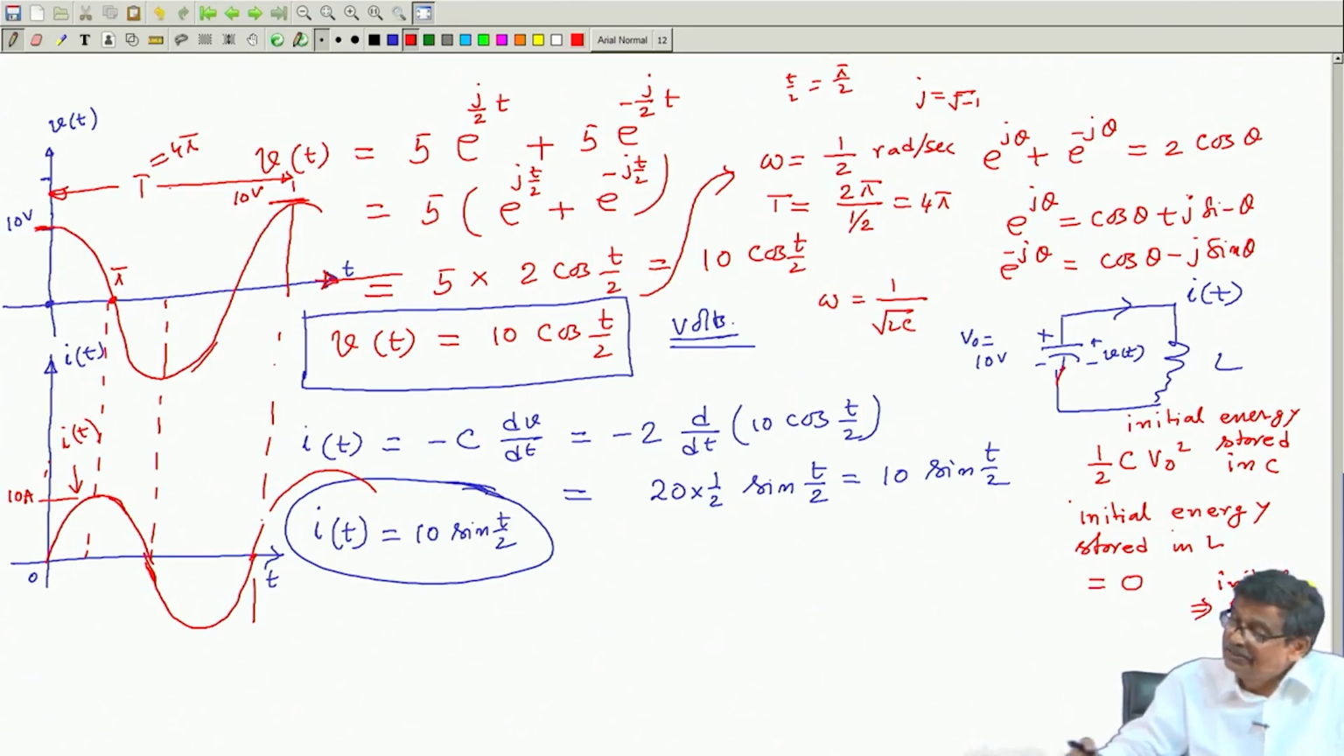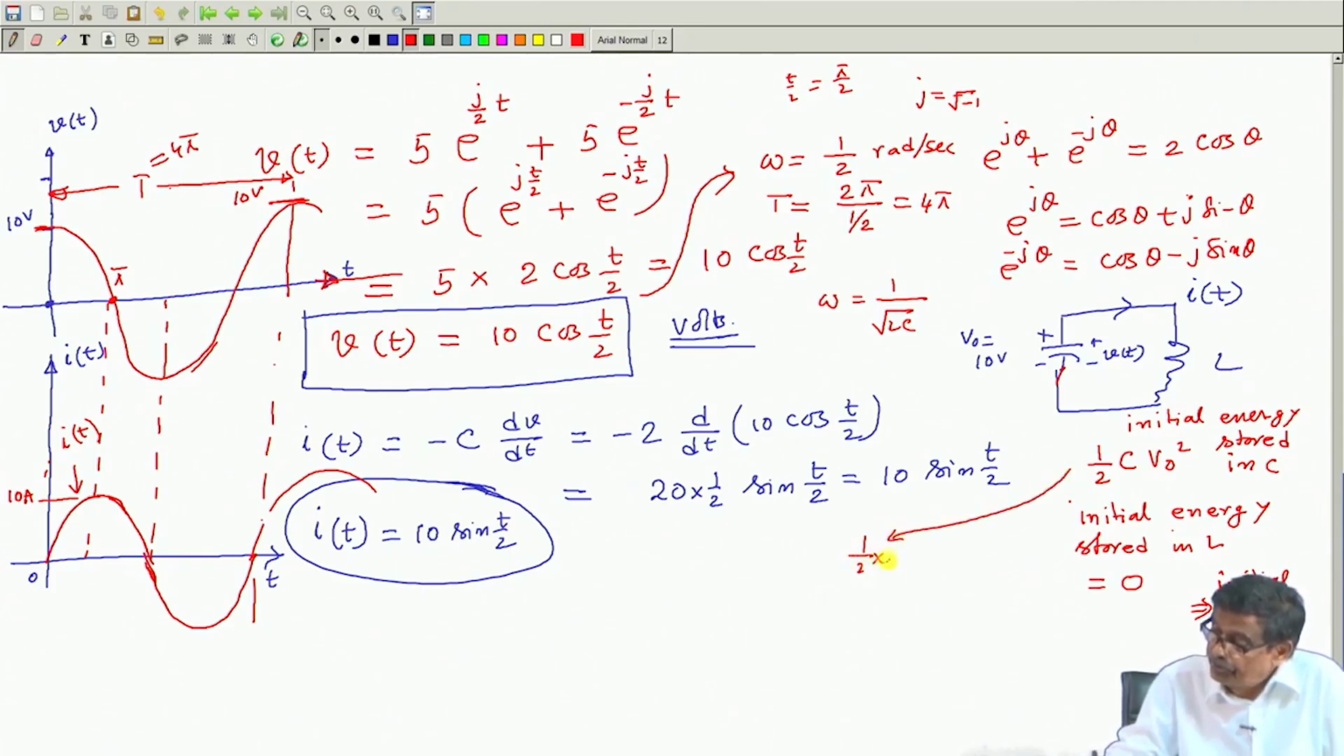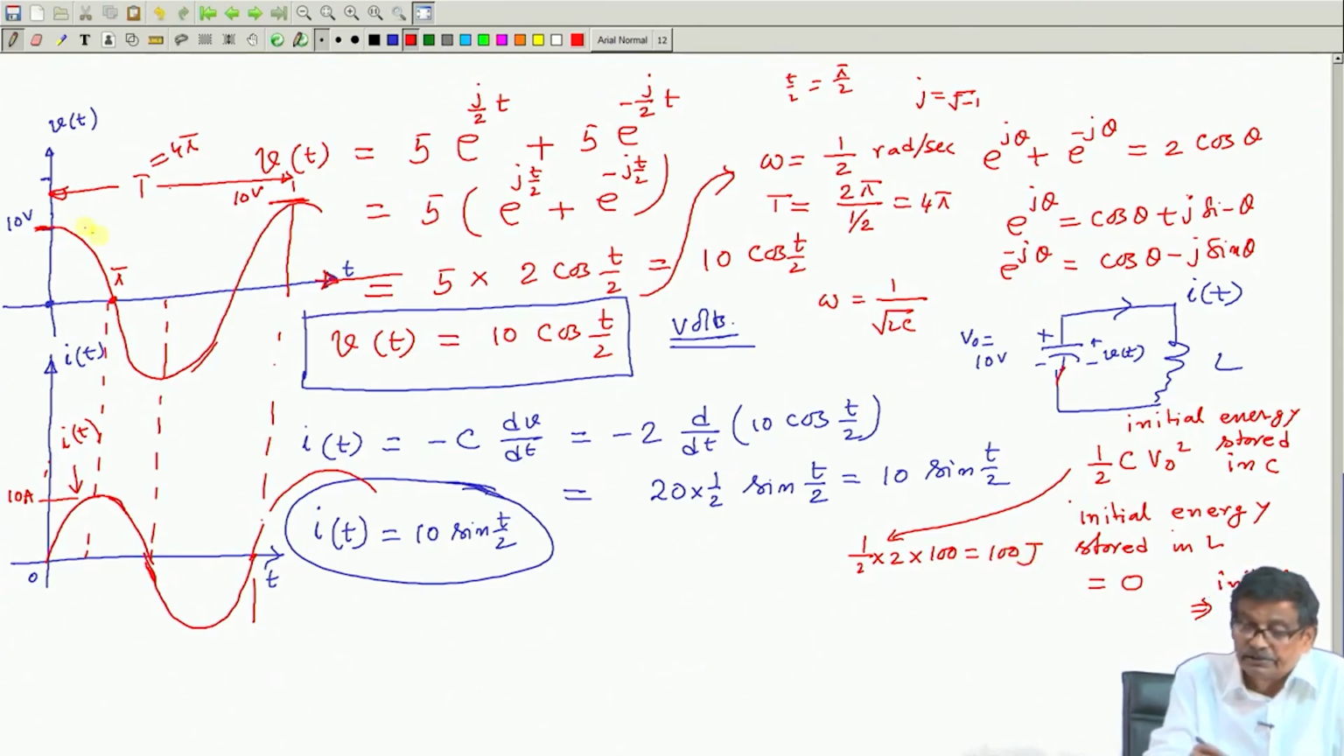Now, let us try to see the physical thing, what is happening. Okay, equations are fine, you have got the solution. Initially, you started with this much energy. How much was it? Half, C was 2 and this was 10 square, that is 100 joules. You started with 100 joules. There is no energy dissipating element, no resistance in the circuit. So, capacitors start discharging energy, losing voltage means capacitor energy is decreasing.